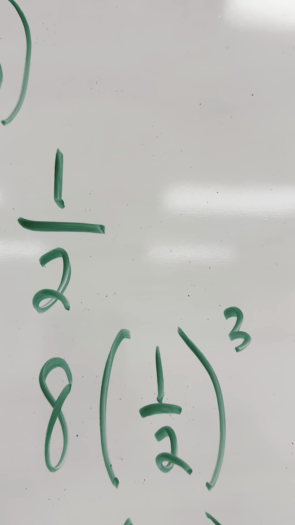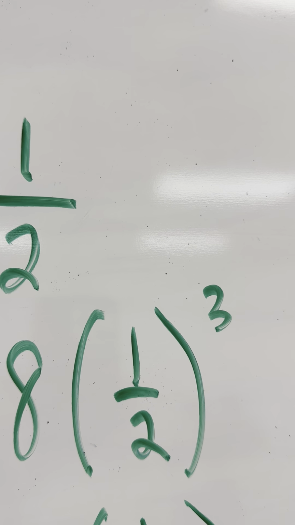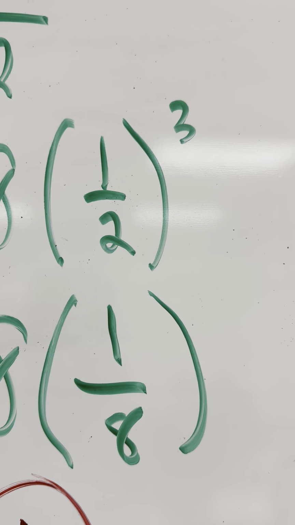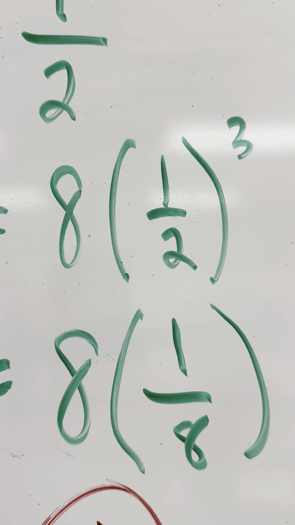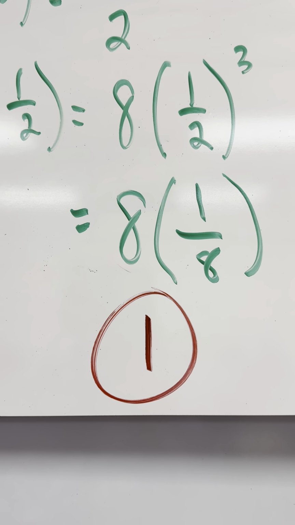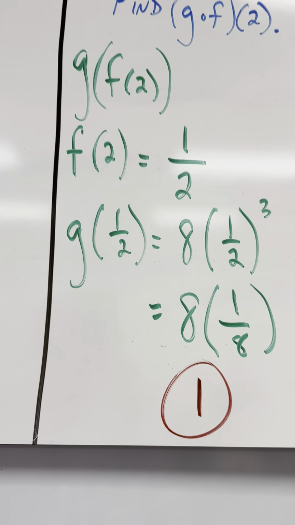1 times 1 times 1 is 1. 2 times 2 times 2 is 8. So 1 over 2 to the third power is 1 over 8. 8 times 1 over 8 is 1. The 8's cancel, right?